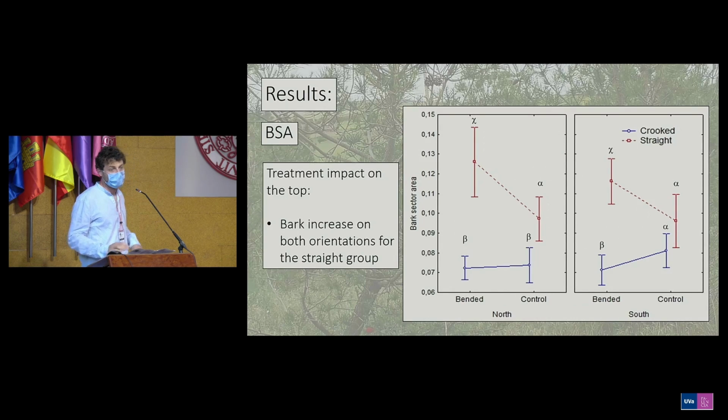The last one is the simplest model. It's only for the top level, the A level. So it's even more clear that the treatment affected the bark thickness on the A level, and it actually increased it, in both orientations, only for the straight group, and again had no effect on the crooked group.